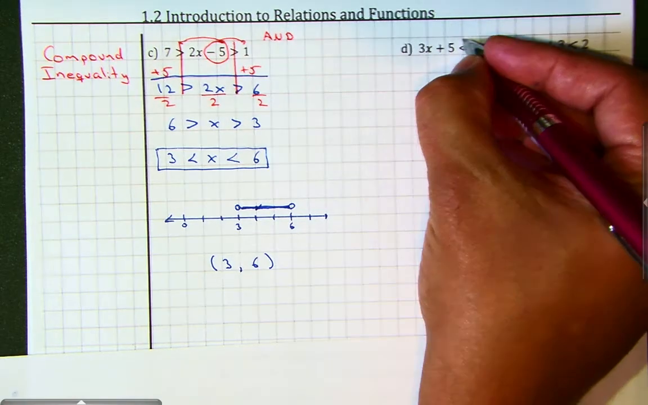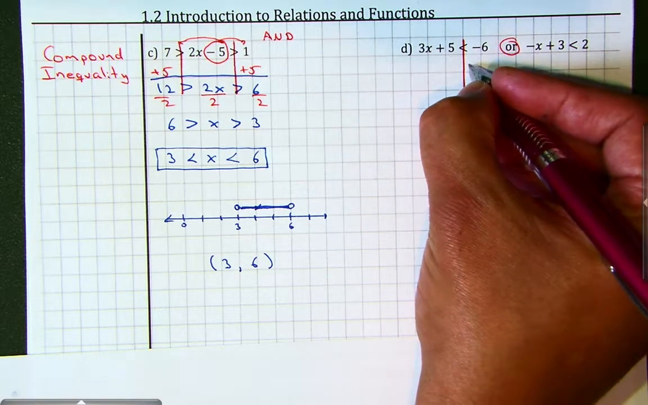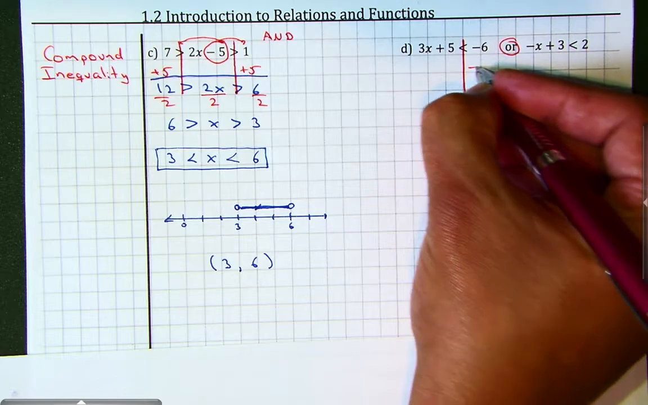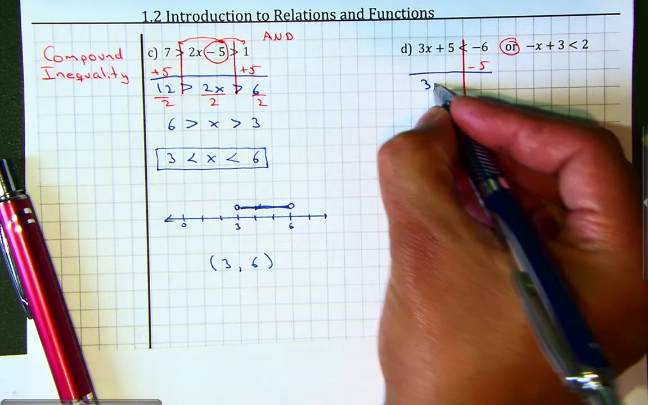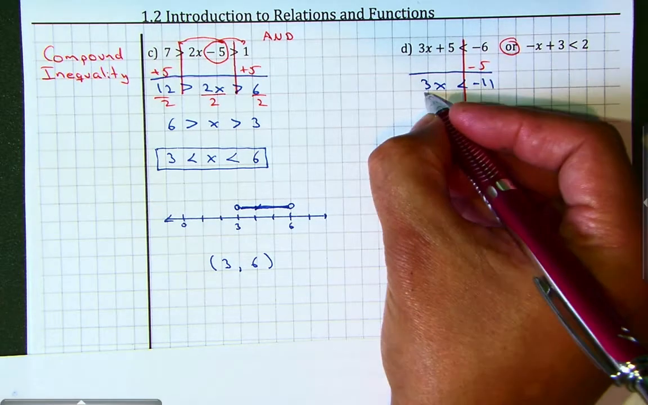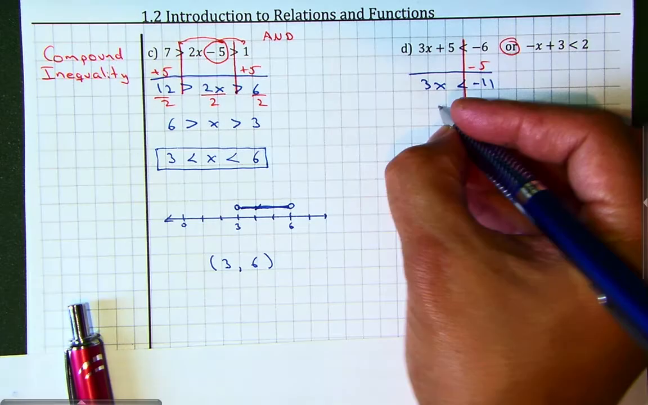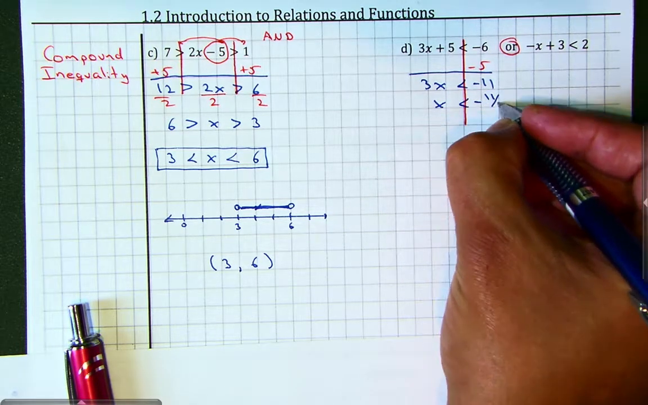So in this case, I'm going to solve the first one. Move my 5 to the right, it becomes a negative 5. That gives me 3x is less than negative 11. I'm going to divide by 3. So therefore that gives me x is less than negative 11 over 3.